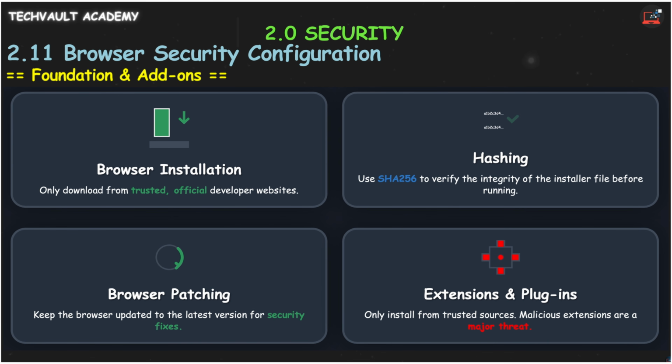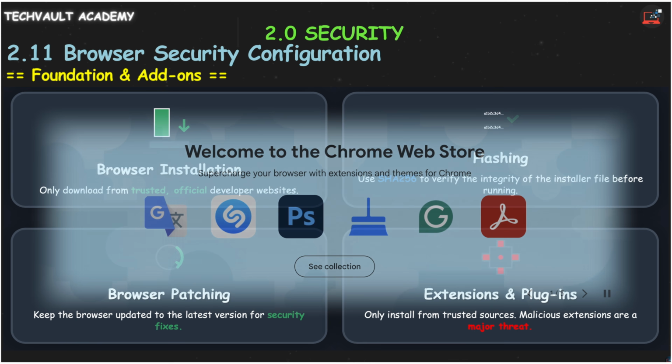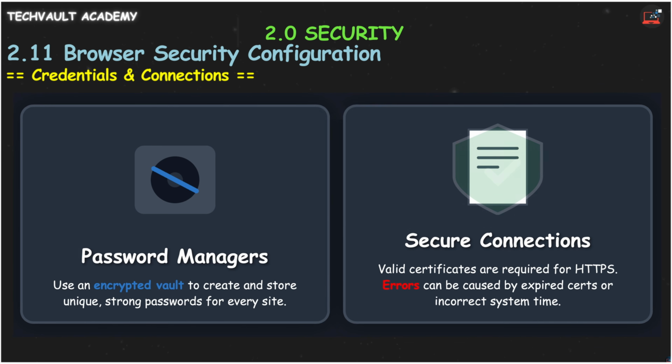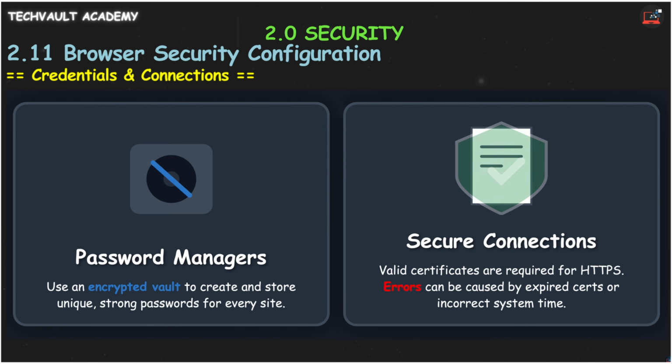Once installed, keep it patched. Modern browsers update automatically, and these updates contain vital security fixes. Next, we have to talk about extensions and plugins. While they add great features, they have the same level of access to your system as the browser itself. This is a massive attack vector. Only install extensions from trusted sources like the official Chrome or Microsoft stores. A malicious extension can log your keystrokes, steal your passwords, and screenshot your data.